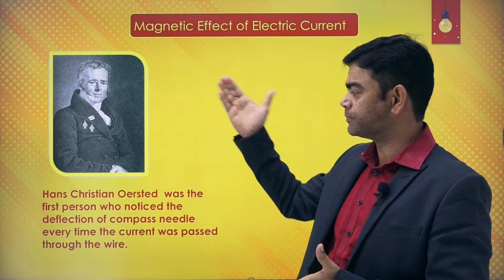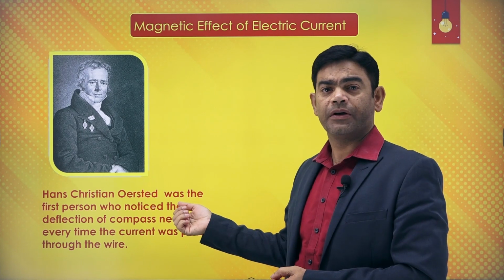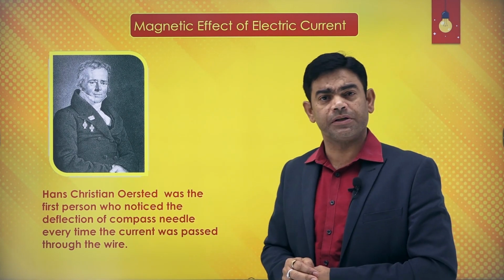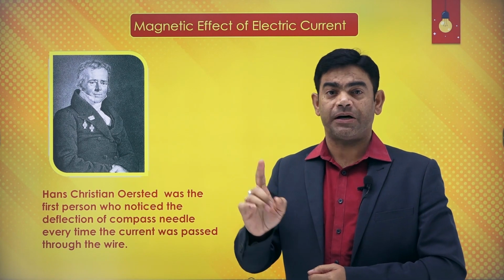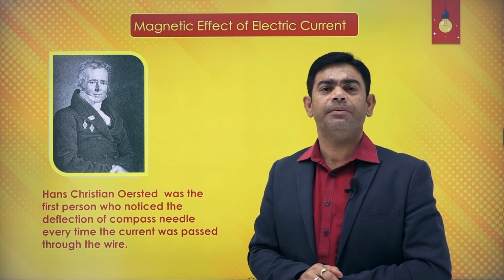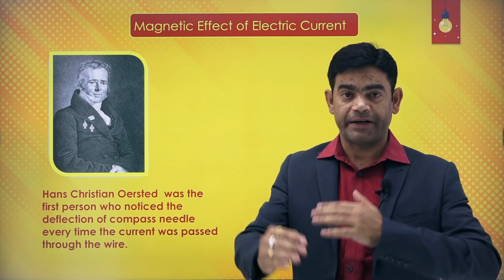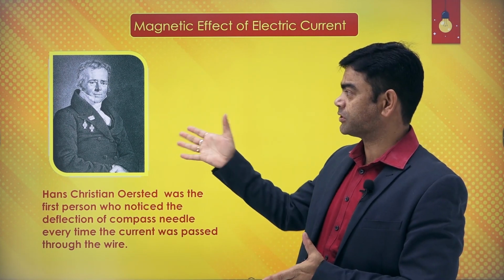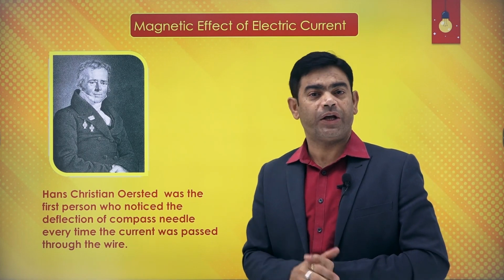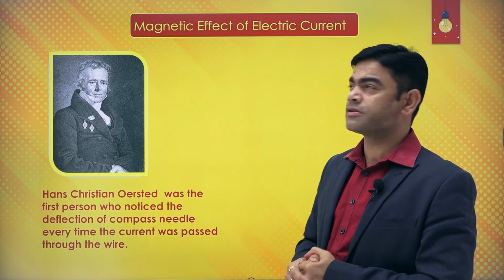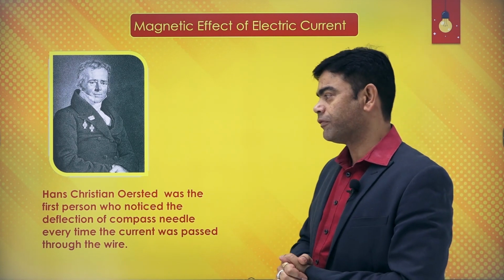Hans Christian Ørsted was the first person to observe that whenever current passes through a conductor, it has a magnetic effect also. It can behave like a magnet. It produces a magnetic field around it. And he was the person who gave the idea that whenever current passes, we have a magnetic field around it, and that effect is called magnetic effects of current.